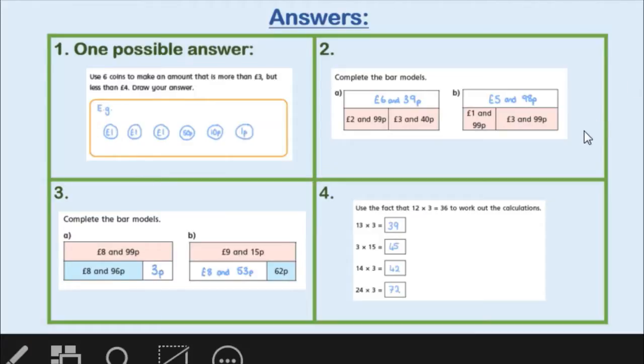And then here you go for your bar models. You've got your answers on top there, your missing amounts here, and then those answers there for you.